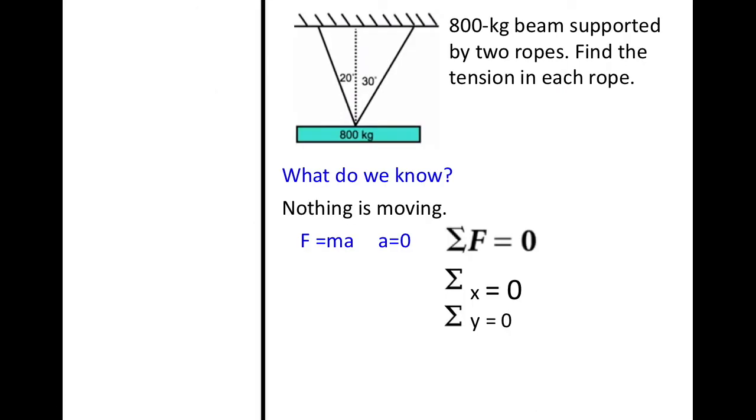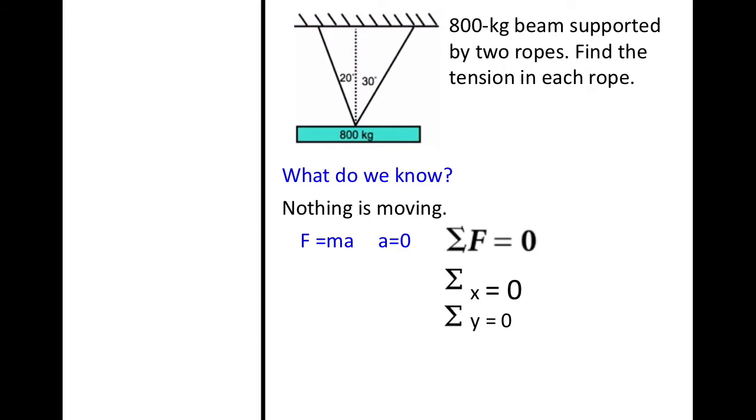An 800 kilogram beam supported by two ropes. That is what we're looking at. So here is the first rope. The second rope is right here, each with a specific angle if you were to make a 90-degree angle. All holding up this beam right here, which is 800 kilograms.